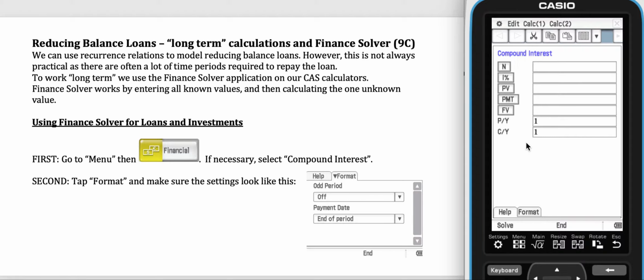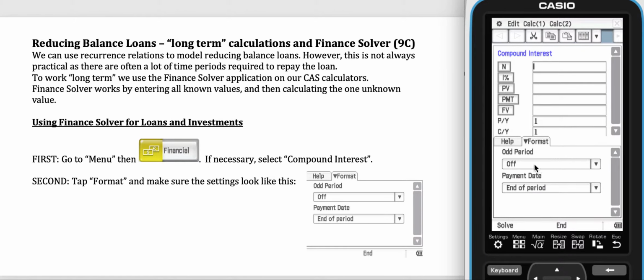It's a really good idea to make sure your settings are correct, because if your settings are wrong, you won't get the right answers. So when you go into the program, if you click on Format, this little tab down the bottom, just make sure that it says odd period off and payment date end of period. If it says anything different to those two things, then just change it with the drop down menu so that it says off and end of period.